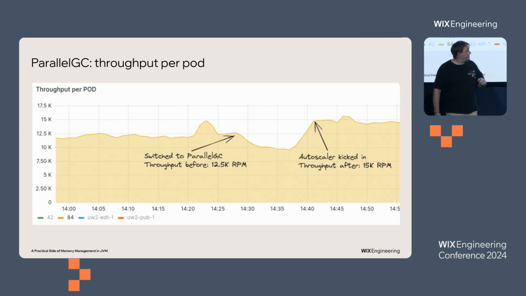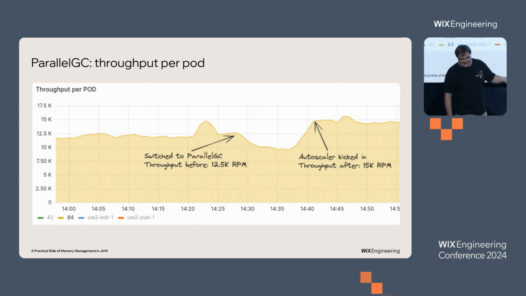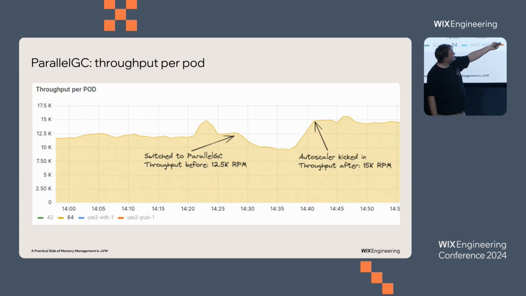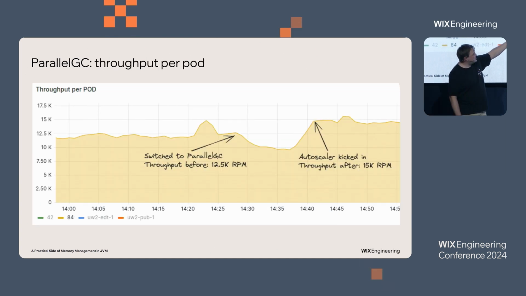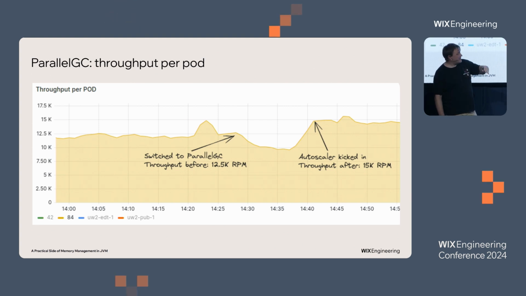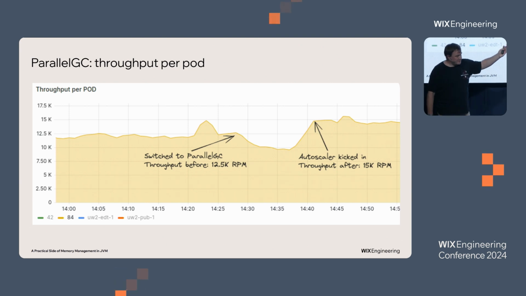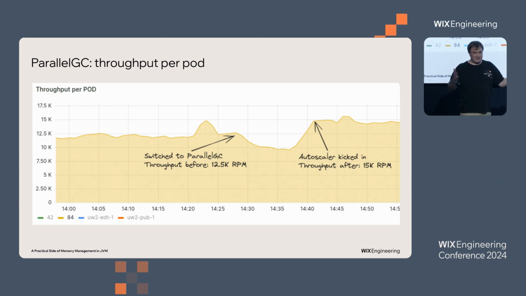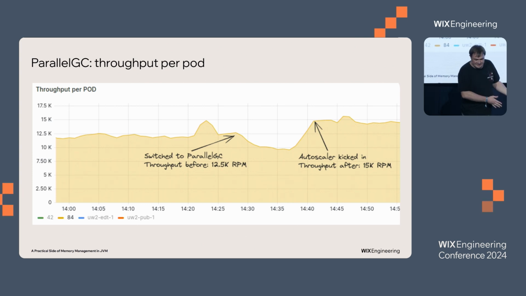Then we switched to Parallel GC, and there was immediate success. Here you can see that we turned on Parallel GC, and after the autoscaler downscaled our cluster, we saw a 10 to 20% increase in throughput per pod, therefore 10 to 20% fewer instances of the service.